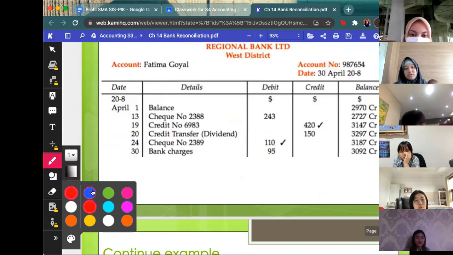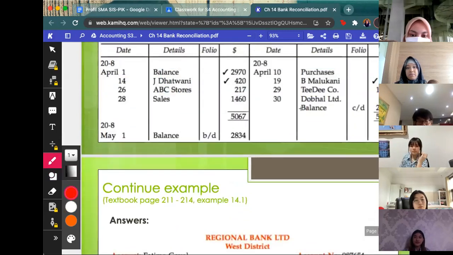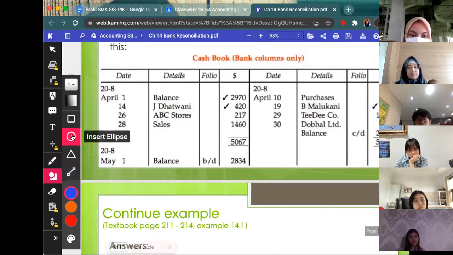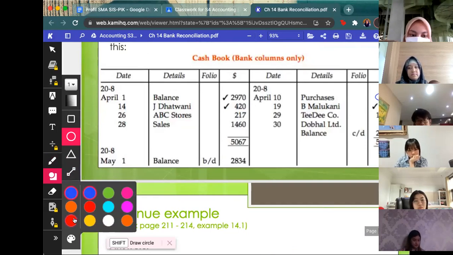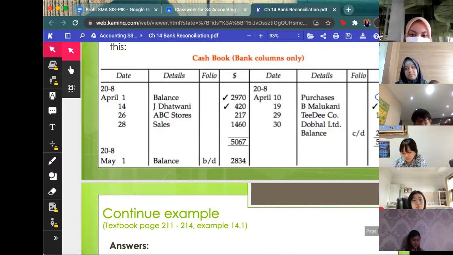So I'm going to use red. This one is already correct. But I'm going to make a circle on this. It means that we have to make a correction on this. Okay, so 234 must be corrected. So the correct one is 243, right?